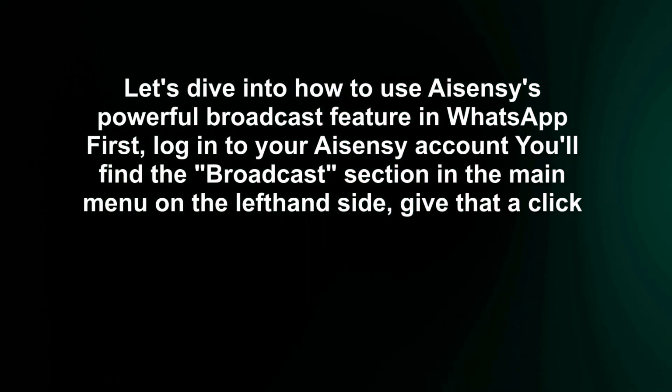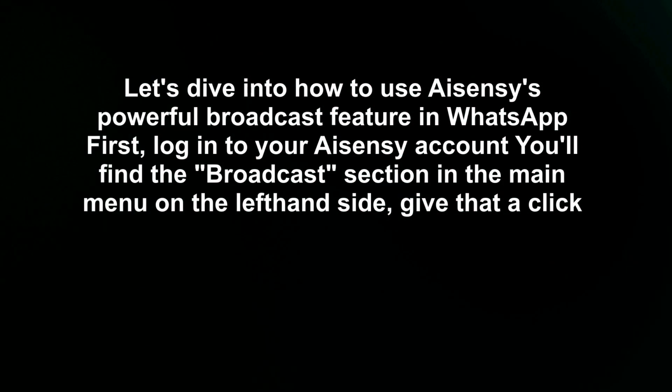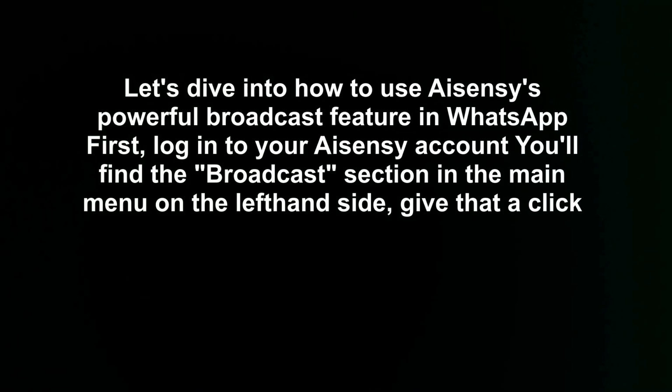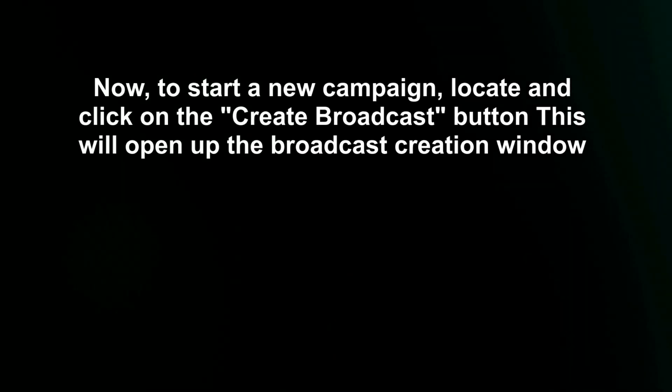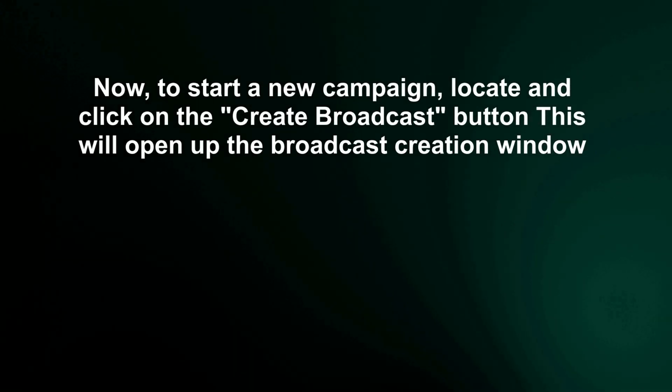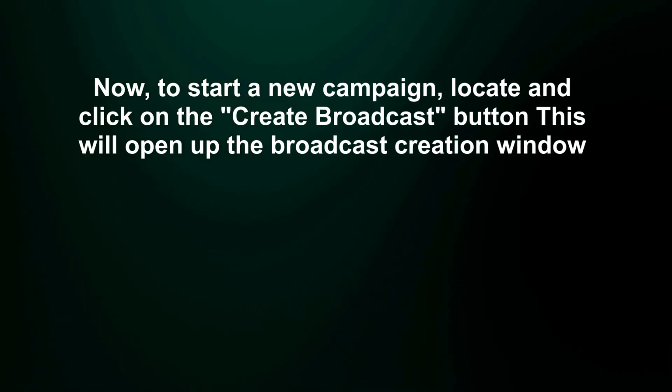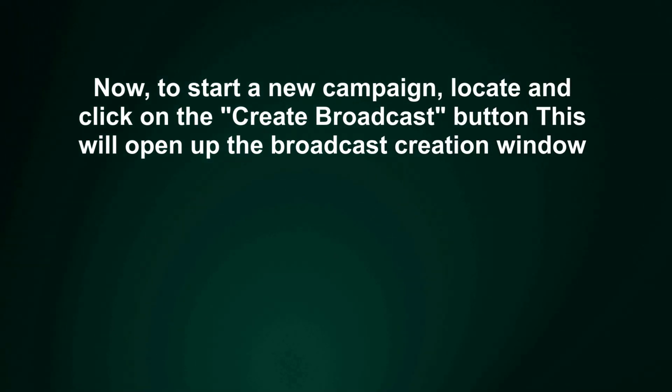First, log into your Aisensy account. You'll find the broadcast section in the main menu on the left-hand side. Give that a click. Now, to start a new campaign, locate and click on the Create Broadcast button. This will open up the broadcast creation window.